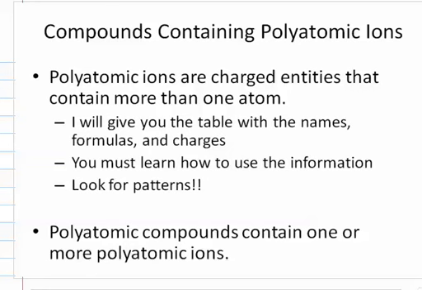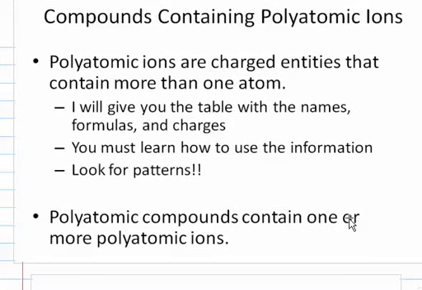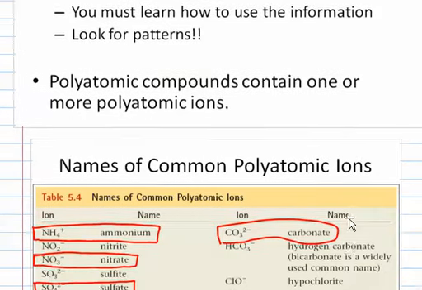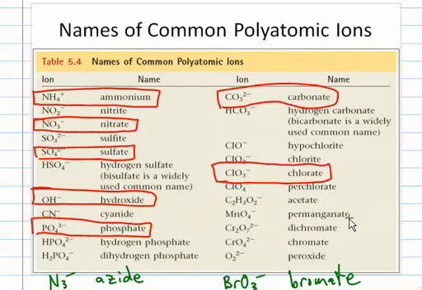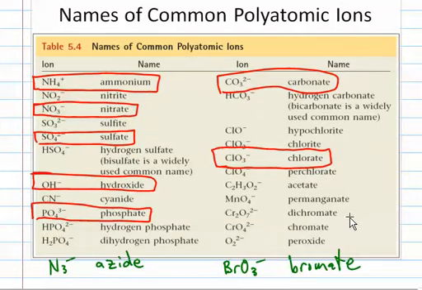And so many of these ions we don't need to memorize. You will have a table or some other resource to indicate the name and the formula and the charge, but there will be a handful that you will be responsible to memorize. Okay, so polyatomic compounds contain at least one polyatomic ion. And before we talk about the rules for naming these, I want to introduce some of the common polyatomic ions.